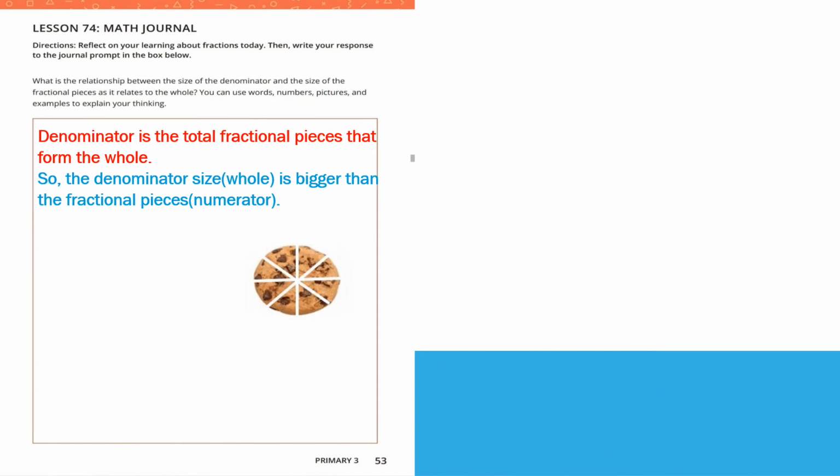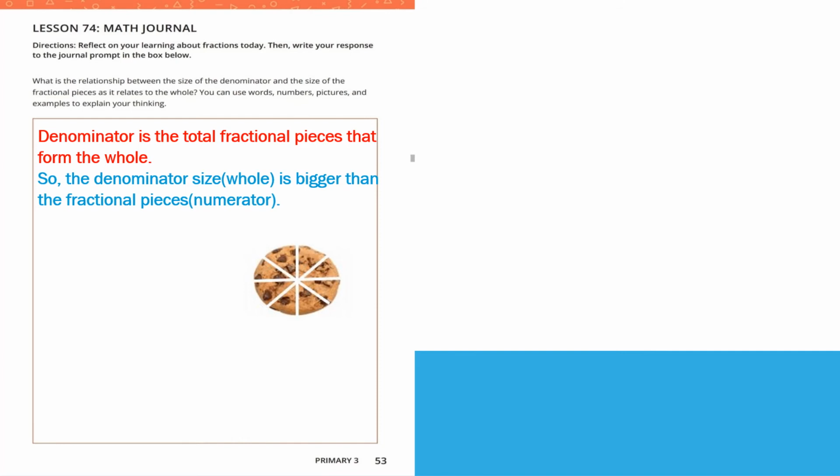Let's move to the math journal. Reflect on your learning about fractions today. Write your response. What is the relation between the size of the denominator and the size of the fractional pieces as it relates to the whole?